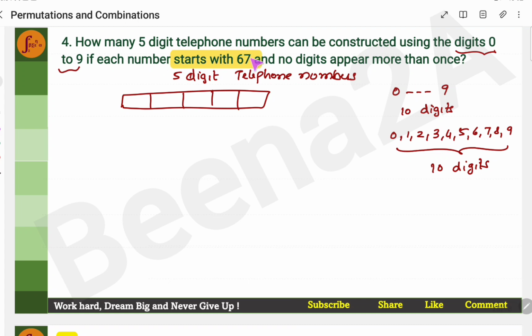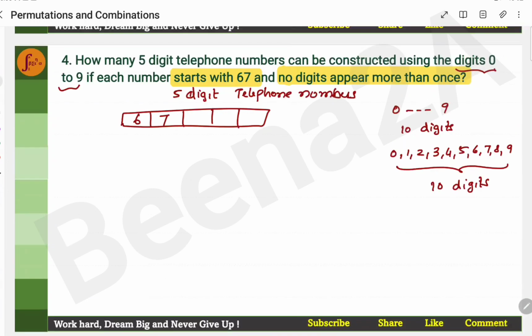Every number should start with 67. So basically your first number is 6, and the second number is 7. And no digits appear more than once. That means no repetition. So now 6 and 7 are fixed.